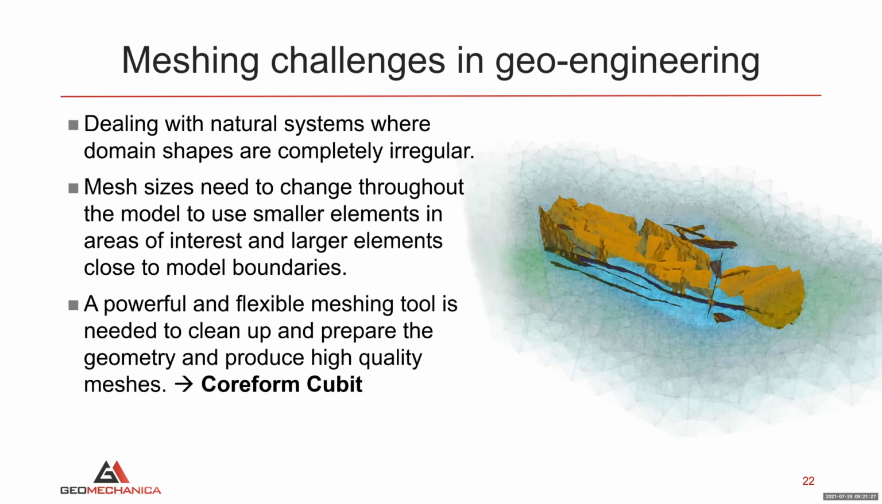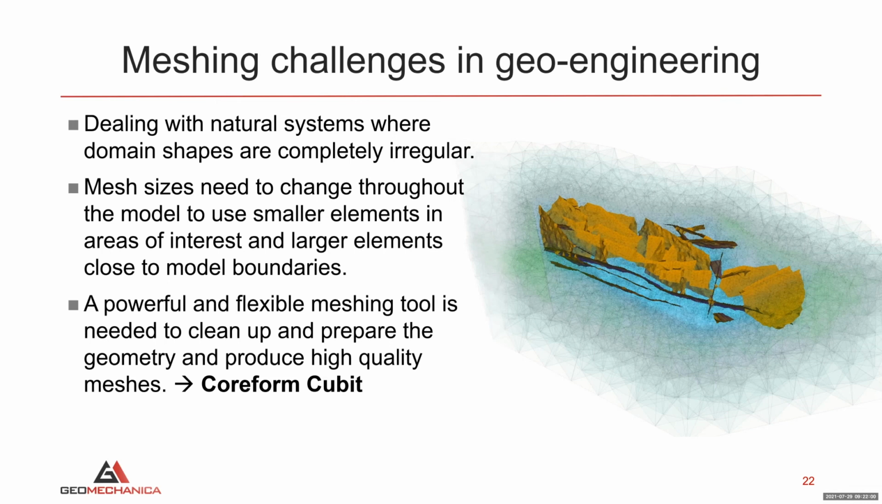Dealing with natural systems where domain shapes are completely irregular is also another challenge. Let's say in manufacturing, aerospace, and so on, your domain is man-made. So, you have perfect shapes, cylinders, hexes, and so on. When you're dealing with natural systems, you really don't have a nice shape. So that kind of complicates surface or volume definitions usually.